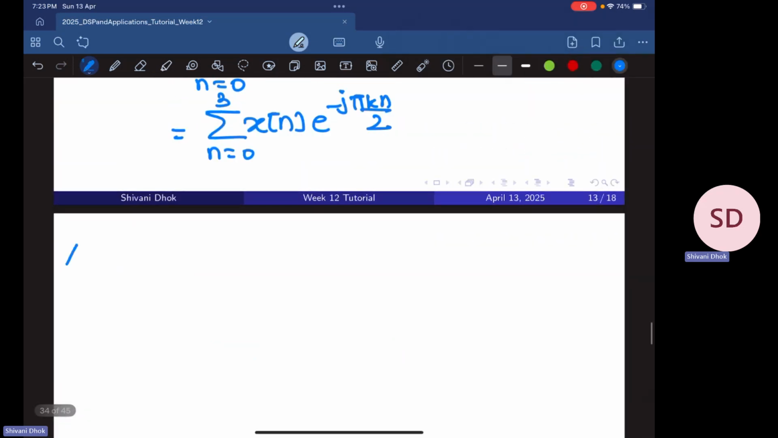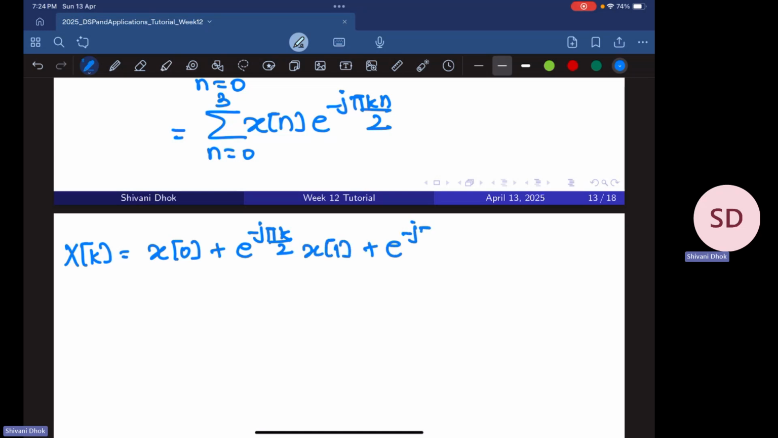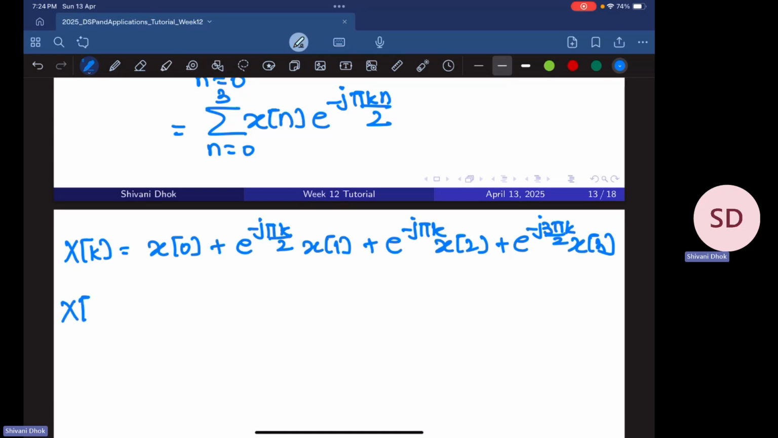So now I can simplify this as X of k equal to x of 0 plus e power minus j pi k by 2 x of 1 plus e power minus j pi k x of 2 plus e power minus j 3 pi k by 2 x of 3. Okay. So therefore X of 0 is equal to x of 0 plus x of 1 plus x of 2 plus x of 3.